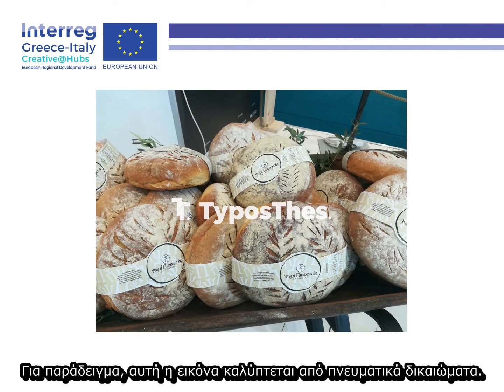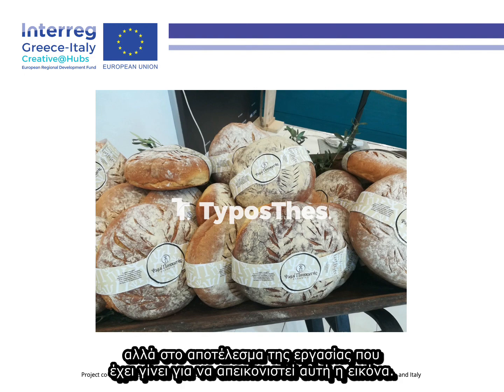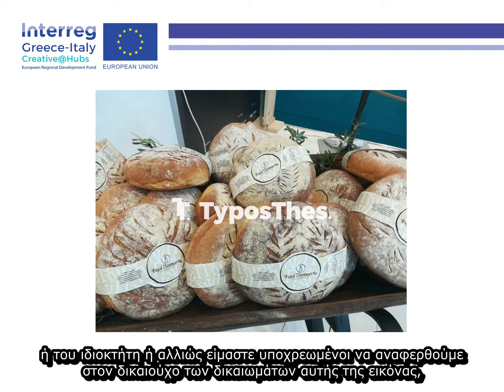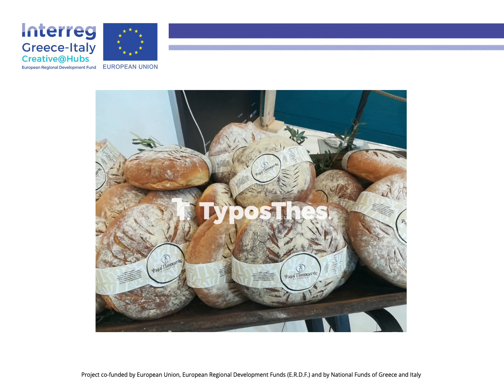For example, this picture is covered by copyright. Protection does not refer to the procedure of making the bread, but the result of the work that has been done in order to produce this image. If we want to use this picture, we must ask for the permission of the creator or the owner, or otherwise we are obliged to refer to the creator or the obtainer of the rights of this picture, which in this case is typosed as.